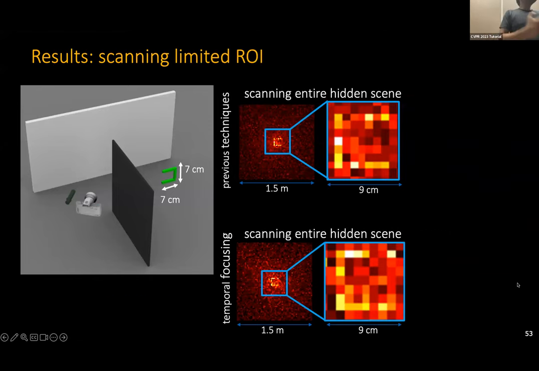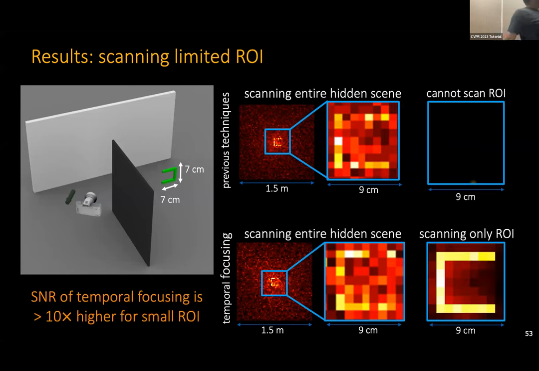The main advantage of temporal focusing is we are focusing all the illumination and imaging resources on a small volume of interest. If we scan the full volume, there is actually no additional advantage over the previous techniques. But if you are scanning a specific region of interest, then our technique gives significantly better results. We experimentally observed a 10x higher signal-to-noise ratio when we focus on a small region.